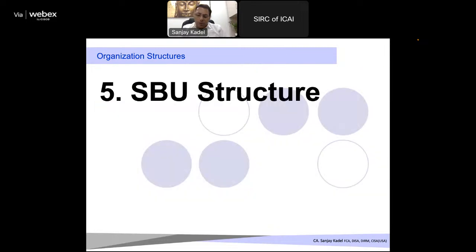Then you have something called as SBU structure. See, SBU stands for Strategic Business Unit. If there is a business division or business unit for which you develop exclusive set of strategies, just like how you develop strategies or craft strategies for a company, you craft strategies for this business unit, then we will call that business unit as a strategic business unit, SBU. In practical terms, we can say that it is an exclusive company within a bigger company.